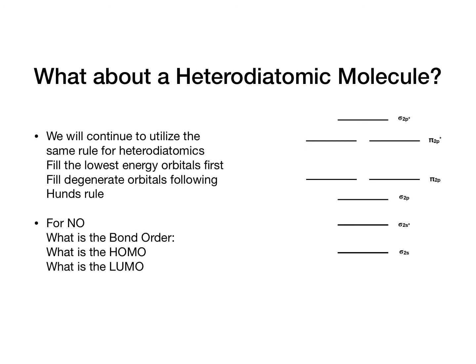So what about if we start to think about heterodiatomics? Meaning, we're going to start to be able to look at something other than a diatomic. The same rules apply. Fill the lowest energy orbitals first. Fill any degenerate orbitals following Hund's rule. So if this is NO over here, I'm going to pause the video and add in all of the atomic orbitals.